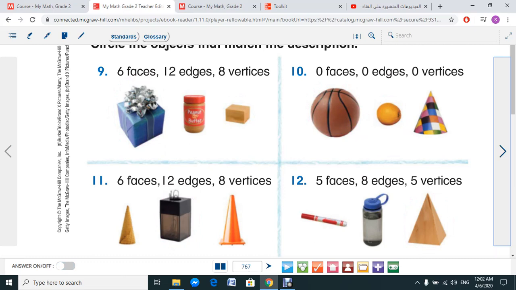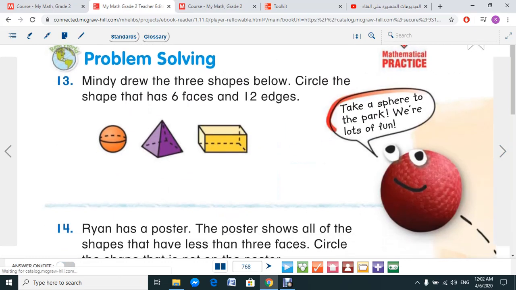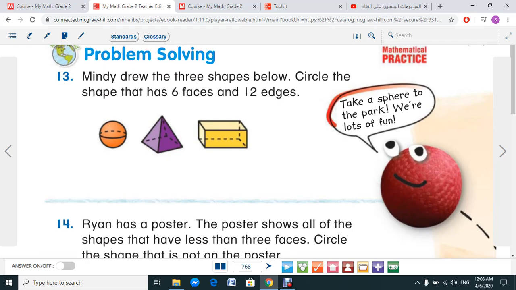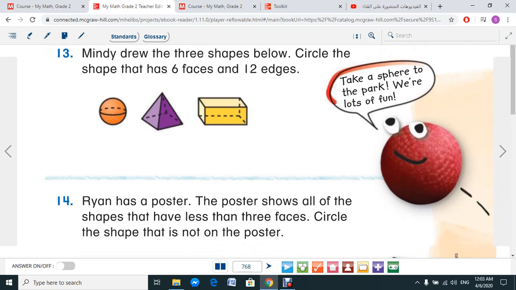Let's see the last page. Problem solving, question 13, page 768. Mindy drew the three shapes below, as you see here: sphere, pyramid, and a rectangular prism. Circle the shape that has 6 faces, 12 edges. Count them. The sphere doesn't have any. The pyramid has 5 faces, and the rectangular prism is the only one that has 6 faces and 12 edges. So it is a rectangular prism.